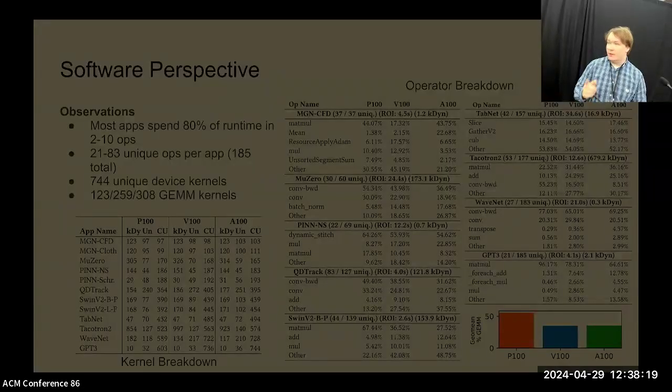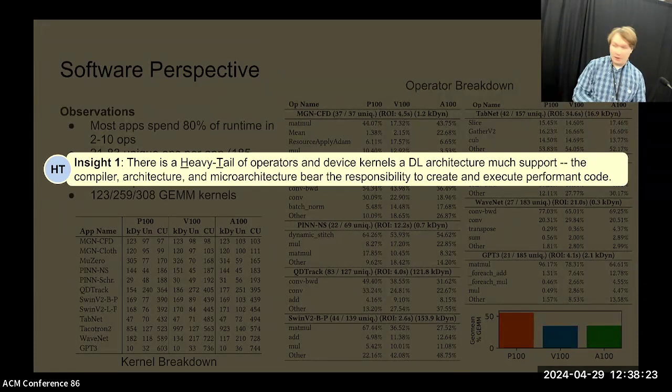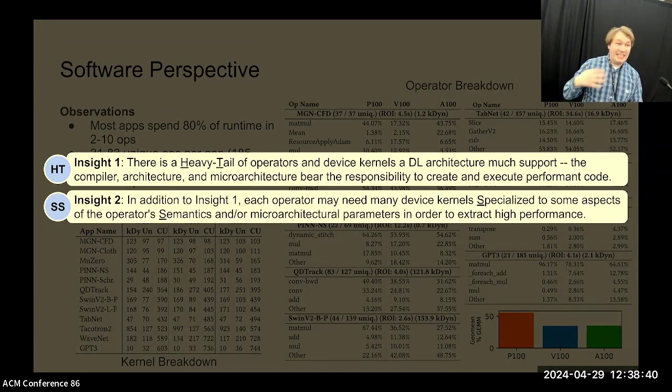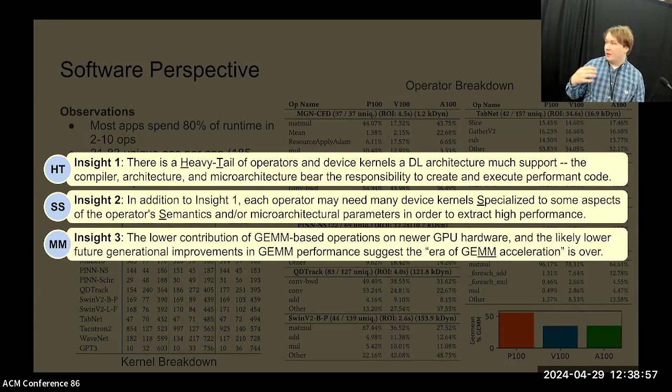And so that brings us to our first set of insights from our study. The first is that there's a heavy tail of operators and device kernels that a deep learning architecture must support. And the compiler, architecture, and microarchitecture bear the responsibility to create and execute performant code. The second insight is that, in addition to the first, each operator might have many device kernels that are specialized to certain aspects of the operator semantics. Think of those specialized kernels for GEMM. There are many shape-specialized kernels for these operators. And then the third insight is that the lower contribution of GEMM-based operations on newer GPU hardware, and the likely lower future generational improvements of GEMM performance, suggest that this era of GEMM acceleration is over.